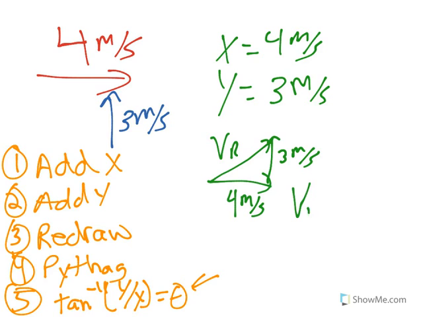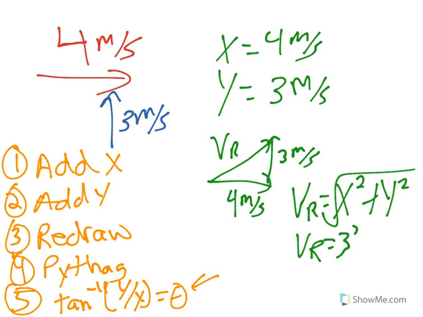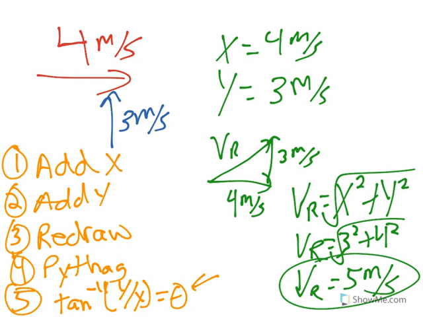So the resultant velocity, or the resultant vector at any condition, is equal to x squared plus y squared, square rooted. So that would be equal to 3 squared plus 4 squared, square rooted, or the resultant velocity would be 5 meters per second. If you had to, you could plug this in and find the angle. The angle would be equal to the inverse tangent of 3 over 4. And you'd be finding that angle right there. Okay?